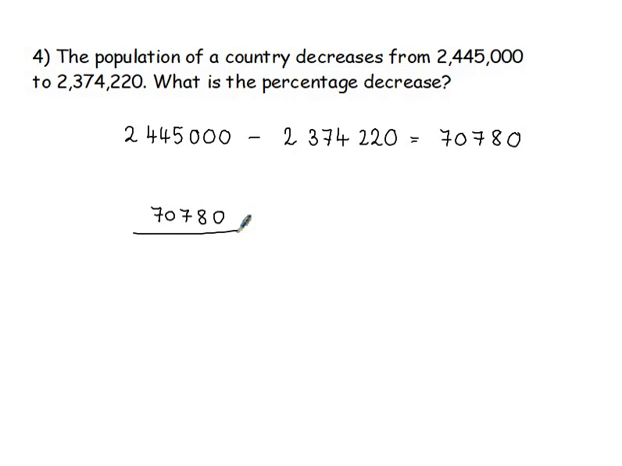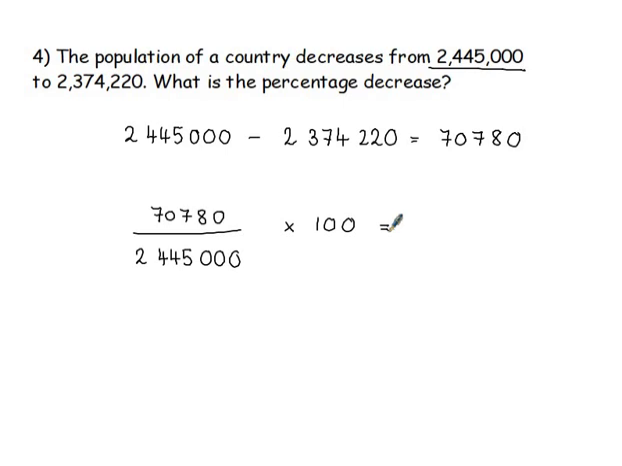And remember, it goes over the original. So the original population was this value here, 2,445,000, and times 100. Again, type it in as it looks. So fraction button first, 70,780 on the top, 2,445,000 on the bottom of the fraction, press equals, and then times 100.